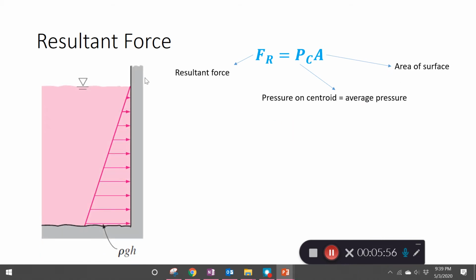So this is the diagram from the previous slide. We're going to work it out based on this. What you need to know: A is the area of the plane surface. So obviously you don't see the area here. You're looking at it from this view.